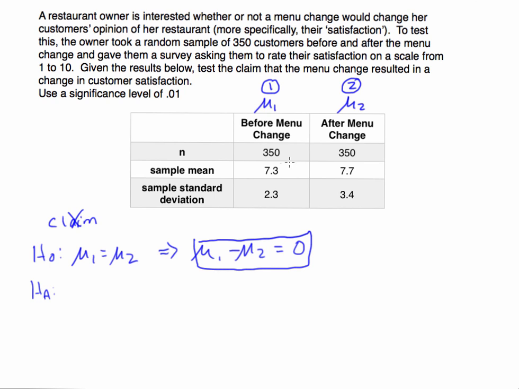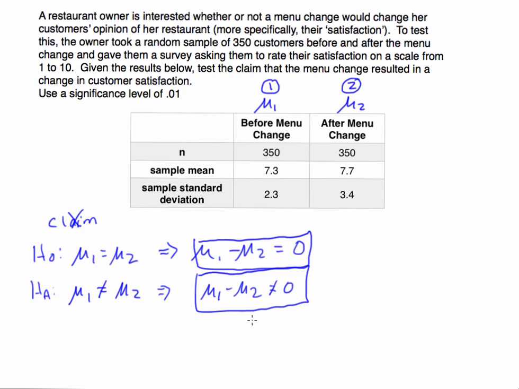Now, we can see the sample mean after increased, right? The satisfaction level increased. But we're not looking to see whether or not people are happier. We want to know if there's any difference. So our alternative is that we're just looking for whether or not there is a difference: mu1, the satisfaction before, is not equal to mu2, the satisfaction afterwards, which means the difference between them, if I subtract them, is not equal to 0. So here are our two hypotheses. The null is that there's no difference between the satisfaction scores, and the alternative is that the difference between them is something other than 0.